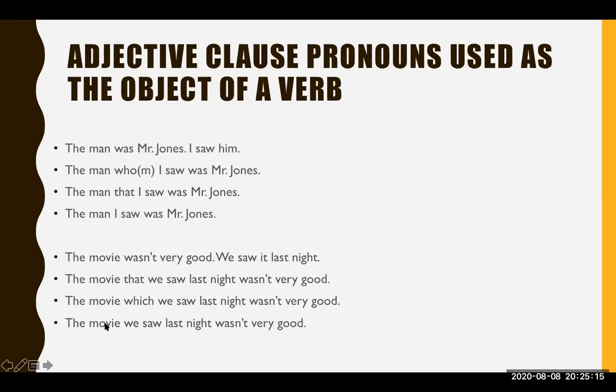Remember, this last sentence here, the movie we saw last night wasn't very good, and even this one, the man I saw was Mr. Jones, are both complex sentences without even using a subordinator. Remember, a simple sentence is one subject, one verb, one main thought. A compound sentence has two main clauses, meaning subject plus verb, subject plus verb, connected in the middle by FANBOYS or a semicolon, right? Now the complex sentences have at least one main clause and one dependent or subordinate clause connected with a subordinator.